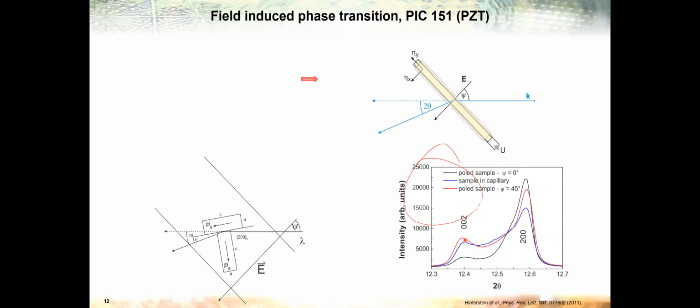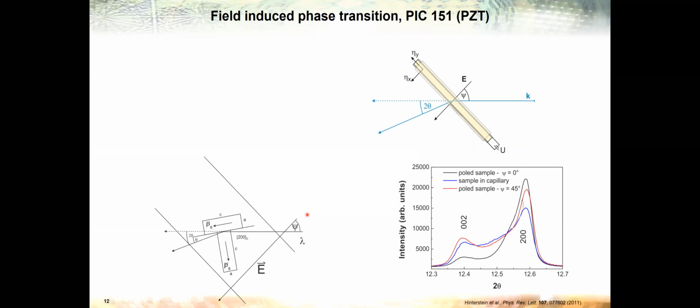we tried to minimize the texture effects by orienting the sample in a special orientation. So this means we went to 45-degree angle, and then you see that here the blue sample is an untextured sample in the capillary, and the red sample is the poled sample at 45-degree angle. You see that the intensities are almost the same. And so we try to quantify this.